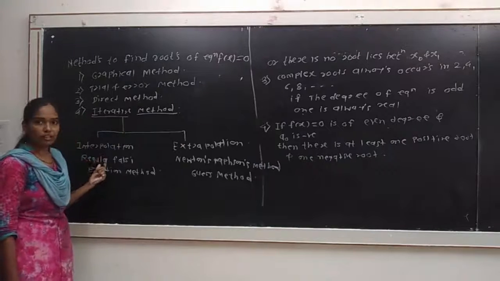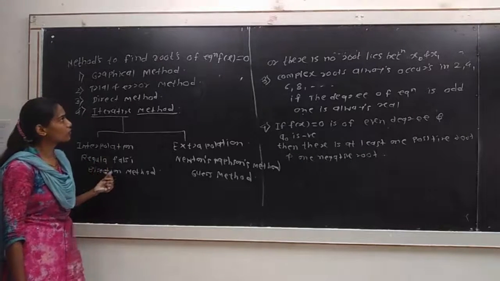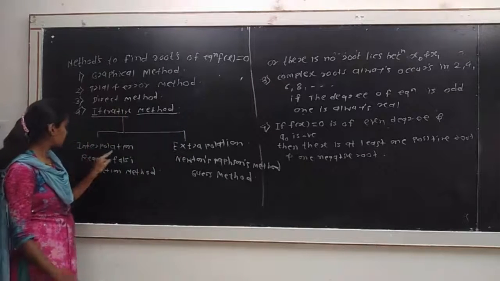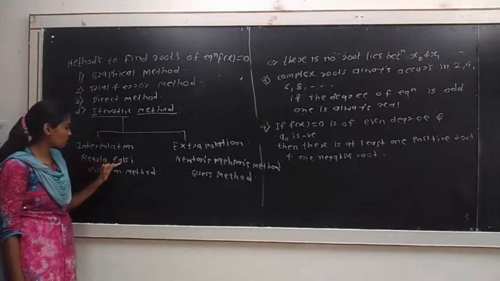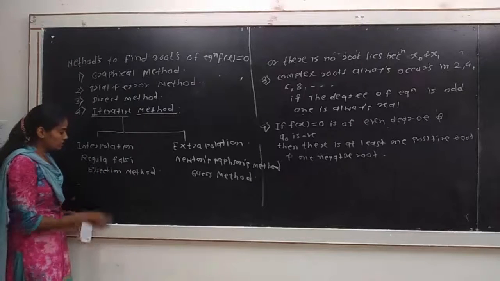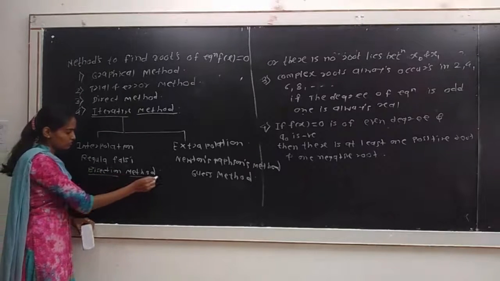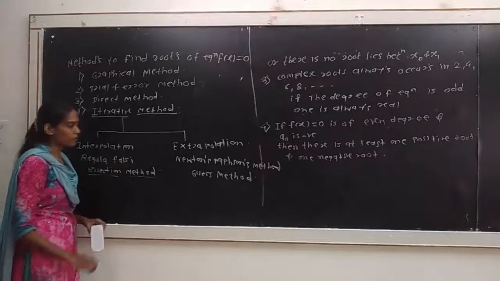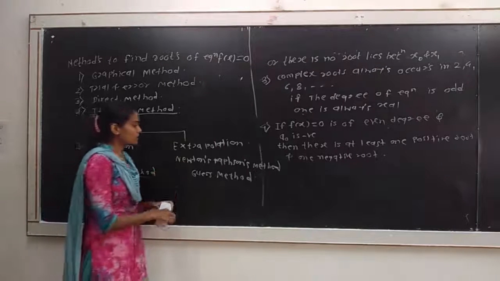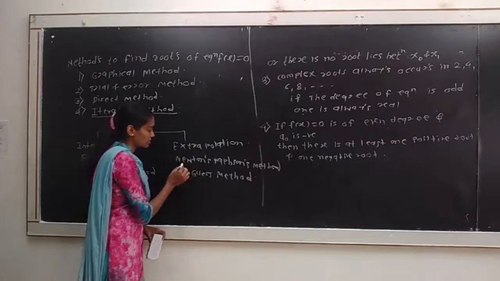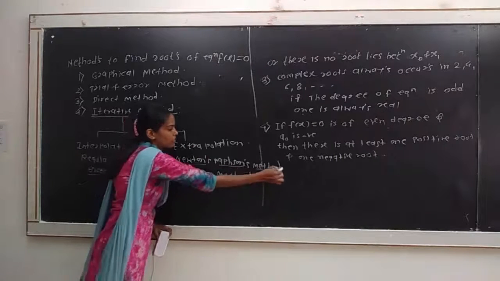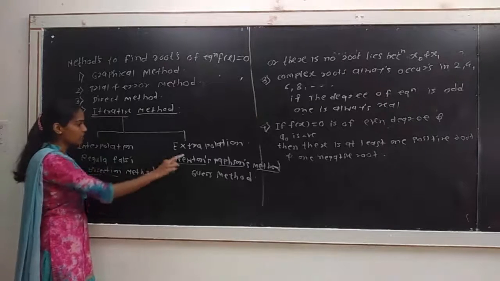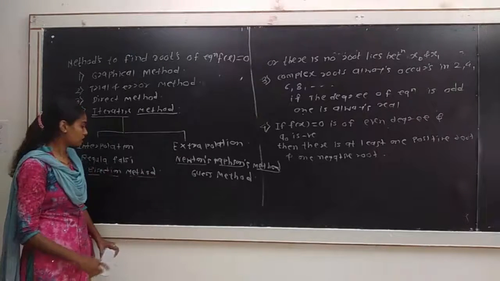In this chapter we have to find the root of the equation f of x is equal to 0. First is the interpolation method, that is, the Regula-Falsi method. In our syllabus the bisection method is not involved. Therefore, we only see the Regula-Falsi method, and for extrapolation the Newton-Raphson method. We have to see these two methods.